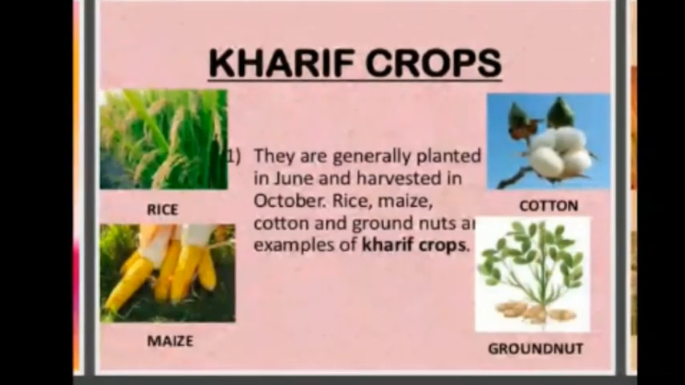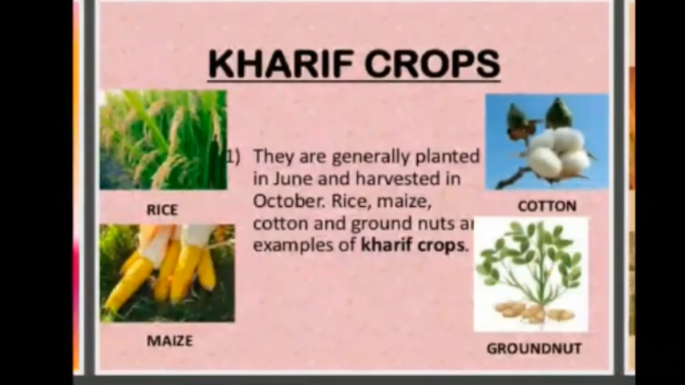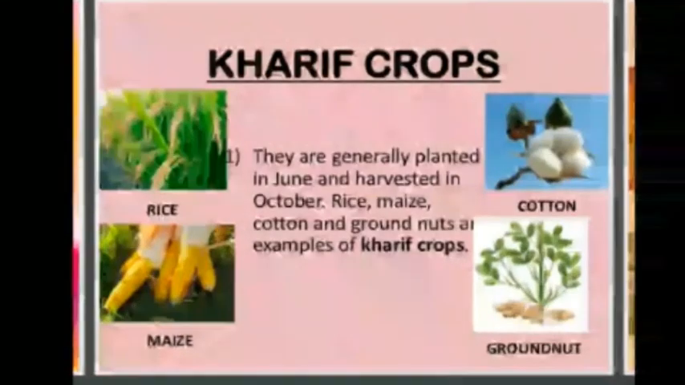So write down the Kharif crops. They are generally planted in June and harvested in October. And examples are rice, maize, cotton and groundnuts. These are your examples of Kharif crops.